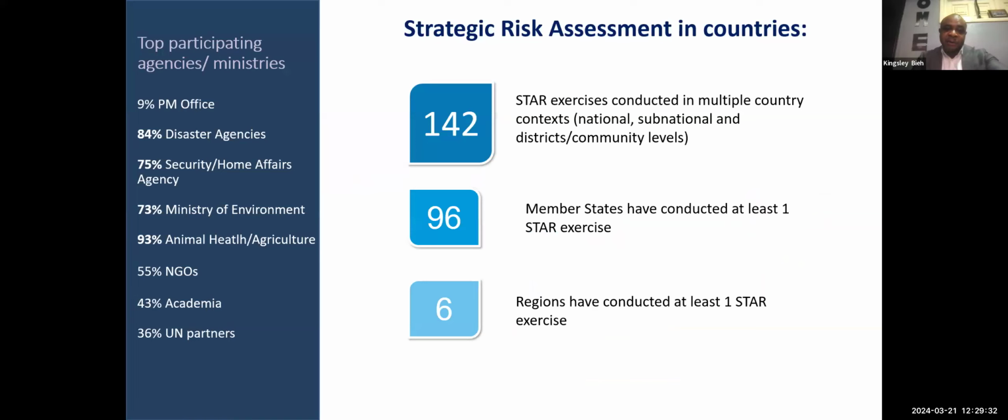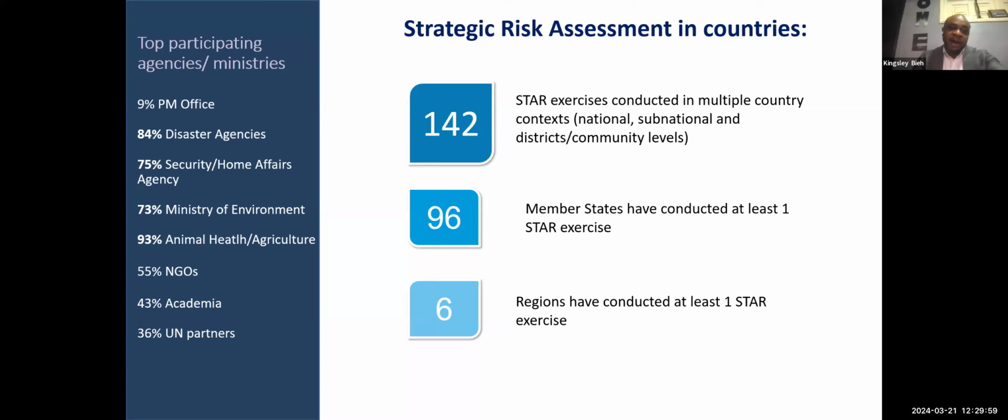So here are some highlights of the data from STAR. We have had 142 STAR exercises conducted in multiple country contexts. They are done at subnational, national, district, and even community levels. 96 member states have done at least one STAR exercise, and all 6 WHO regions have done at least one STAR exercise.